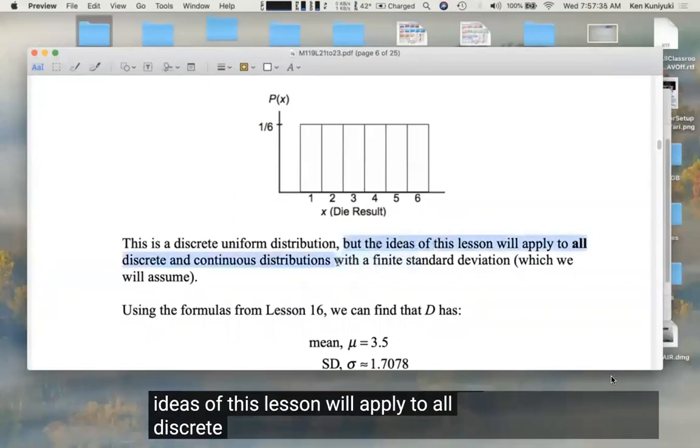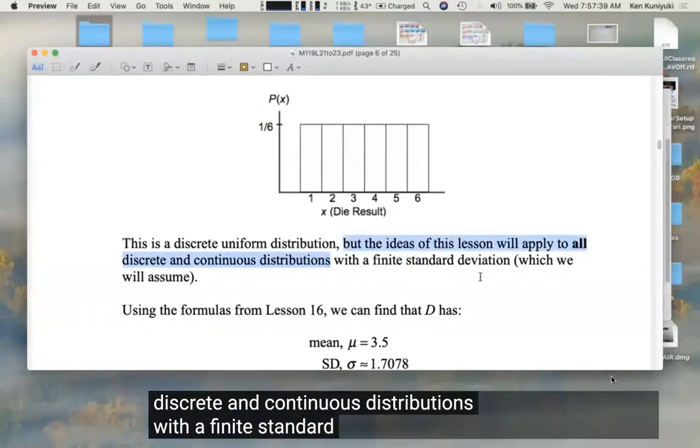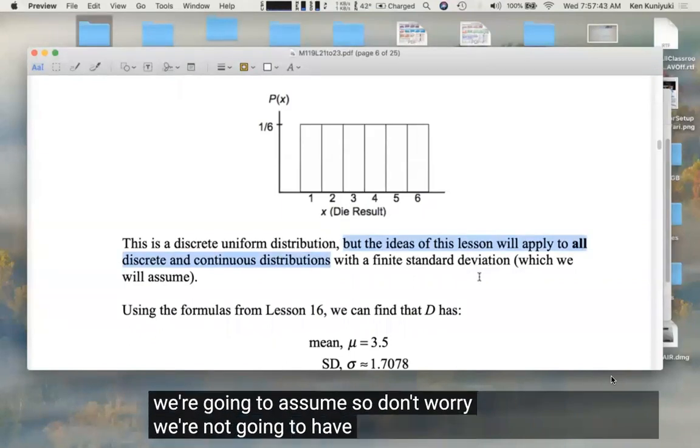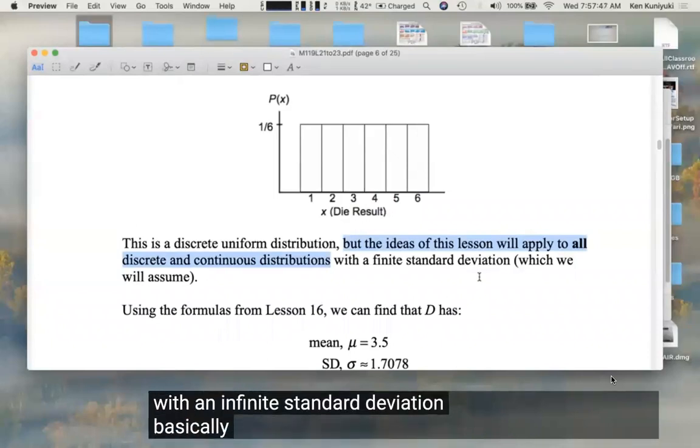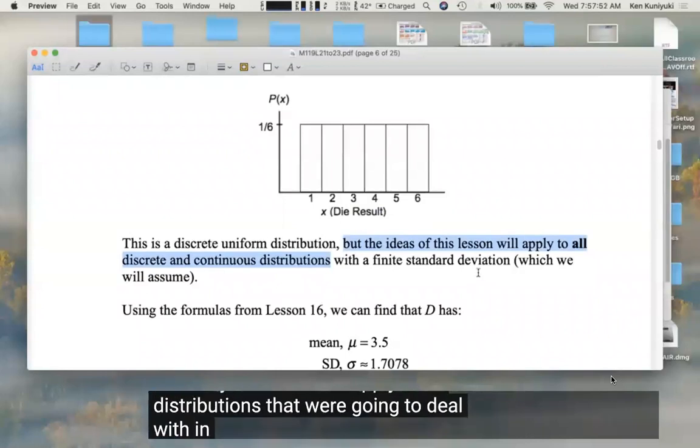Now again, this is a discrete uniform distribution, but the ideas of this lesson will apply to all discrete and continuous distributions with a finite standard deviation, which we're going to assume. So don't worry, we're not going to have any examples in class with an infinite standard deviation. Basically, the ideas will apply to all distributions that we're going to deal with in this class.